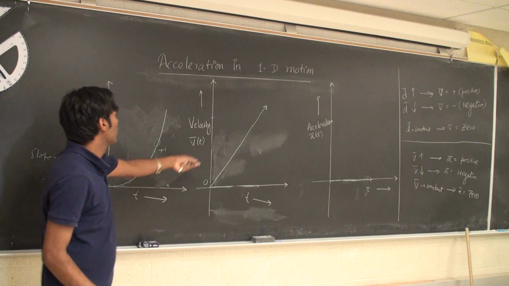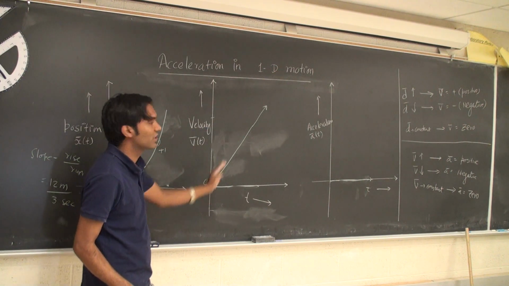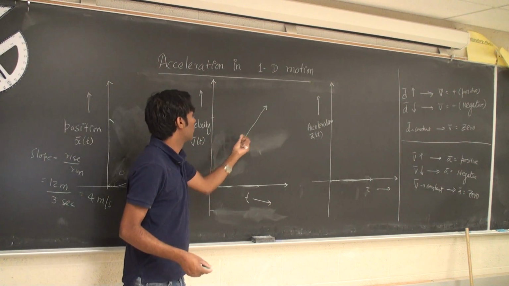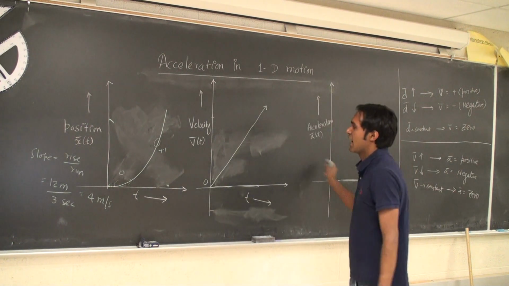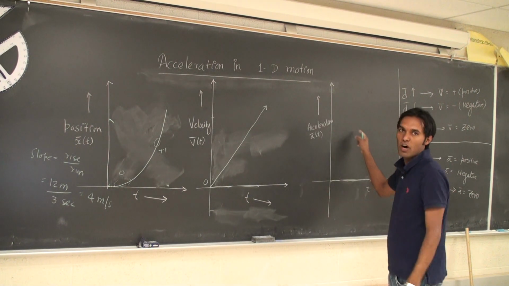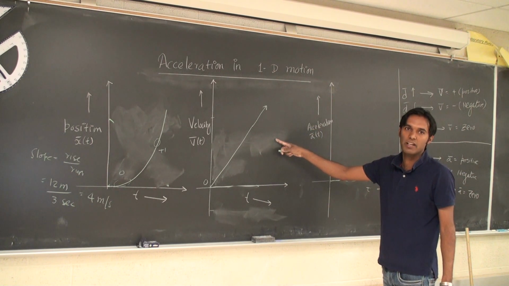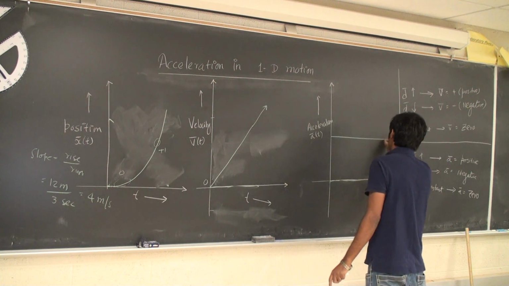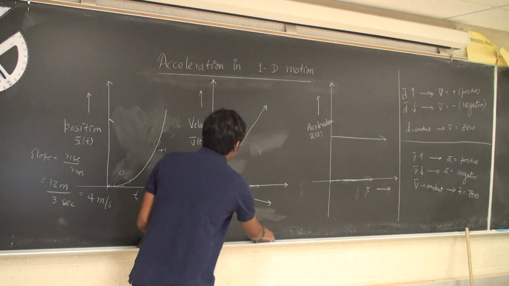Now look at the velocity versus time graph. The velocity is increasing, and it is positive as well. So what does that mean? If you look at the acceleration versus time graph, your acceleration is positive and constant, because the slope is positive and constant. So it will be simply this line. So this is another situation.